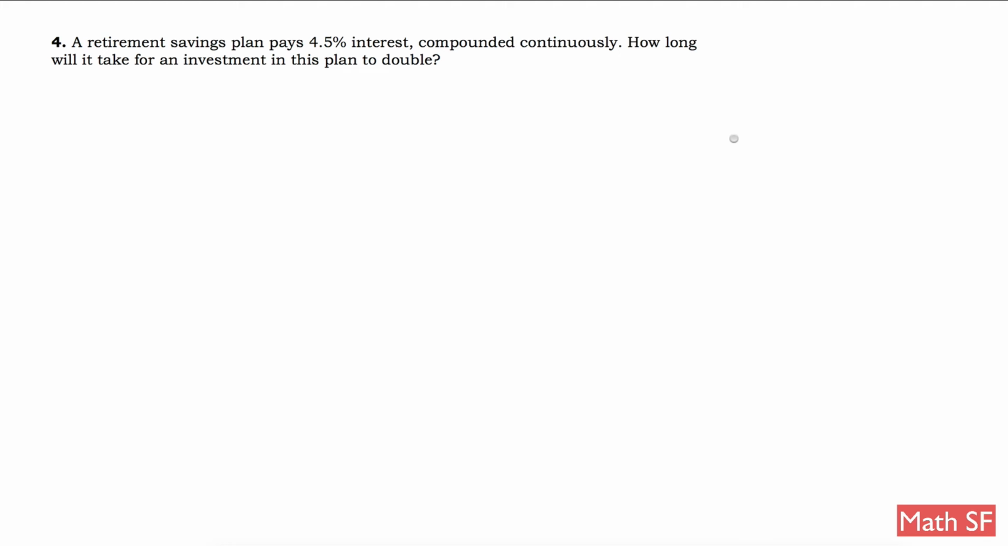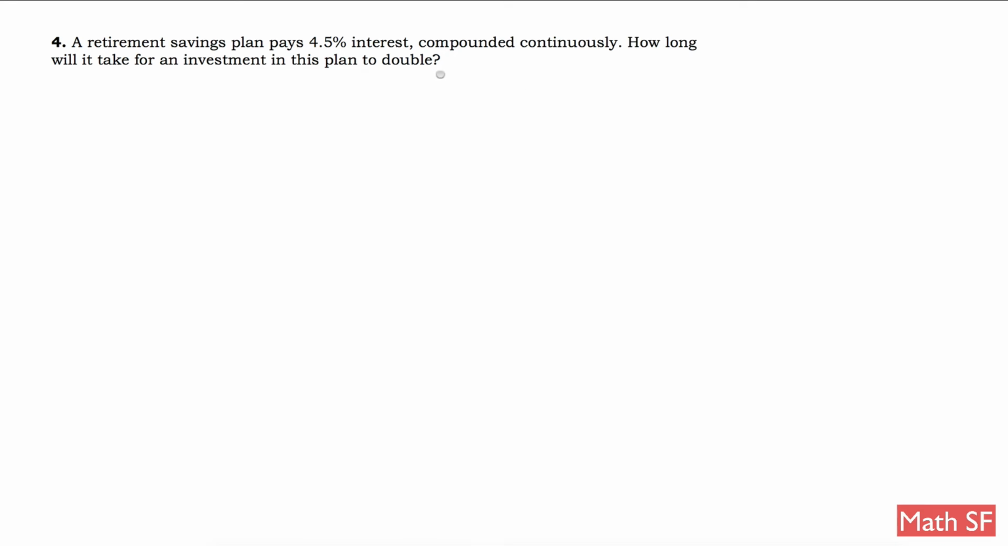A retirement savings plan pays 4.5% interest compounded continuously. How long will it take for an investment in this plan to double? So how are we going to achieve this problem?